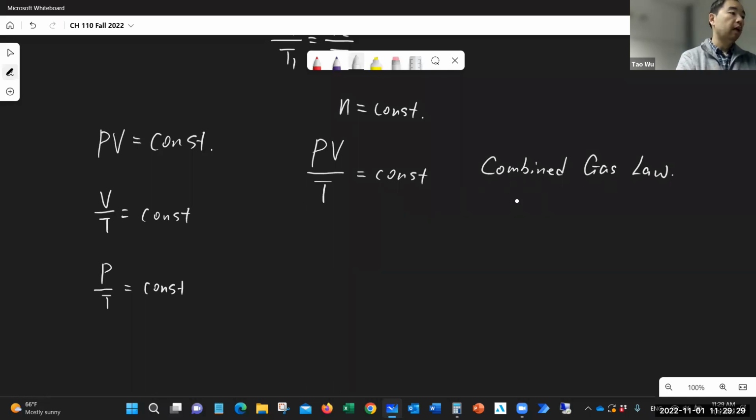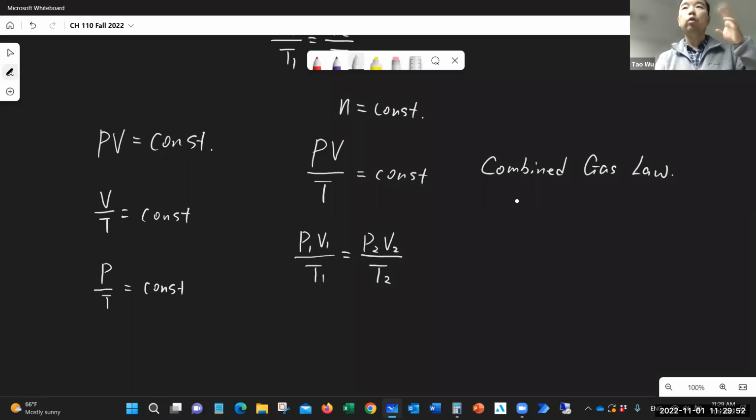So if you have two points, you can also write P1 times V1 divided by T1 equal to P2 times V2 divided by T2. And this is the relationship. The previous three laws only have 4 parameters, but this one has 6 parameters.